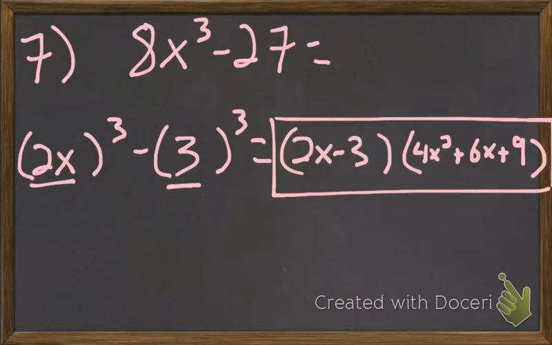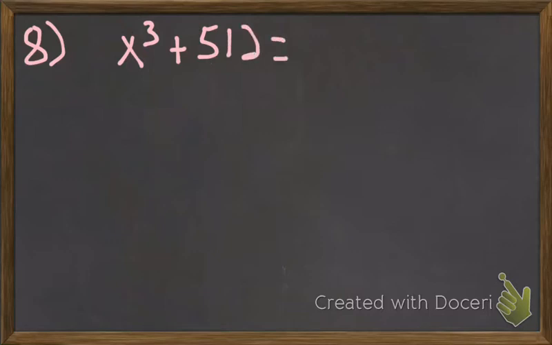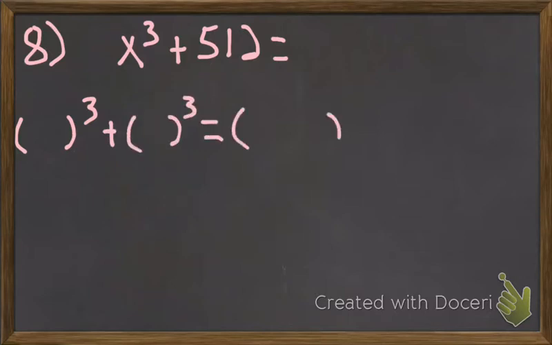All right, number 8, we have a sum now. Let's go ahead and do that. Number 8 is a sum. So 8 is x cubed plus 512. Again, first thing you want to do is use this form. It's going to help you out a lot. It's going to be plus, so I'm going to use plus this time. So set it up like this. Okay? And just follow the formula.